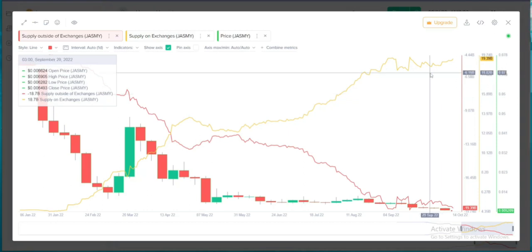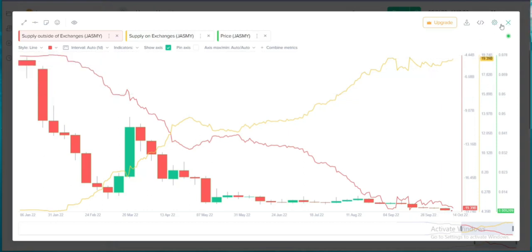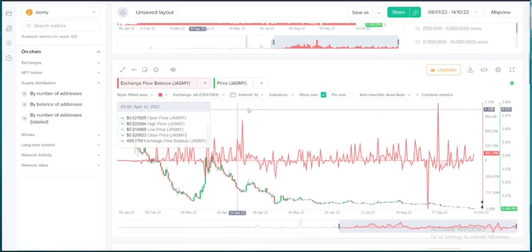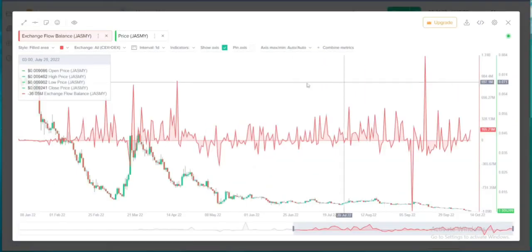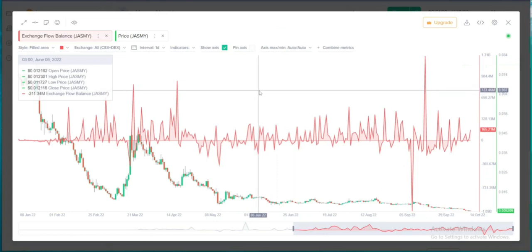So we'll be keeping a close eye on this metric once again, right? Another metric that we could actually take a look at is the exchange flow balance. Basically, it is the difference between the amount of coins that have been deposited to exchanges, minus the coins that have been withdrawn from exchanges. So if it's positive, it means that more coins have been deposited to exchanges, and if it's negative, it means that more coins have been withdrawn from exchanges.